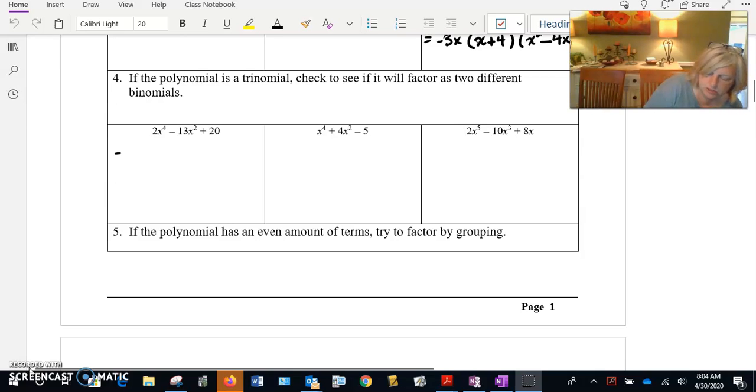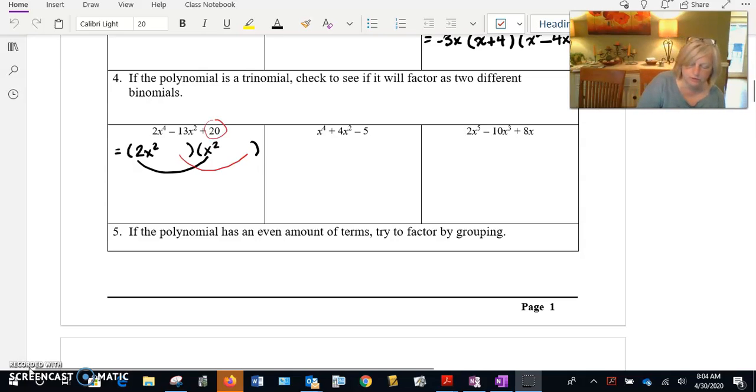Now, a lot of times we'll just use guess and check, especially if they're fairly limited options. So when I'm looking at this, like the 2x to the fourth, you know that the product of the first term in each one has to be 2x to the fourth. So you pretty much are going to be left with something along that line, the 2x squared and the x squared. Now we know that the terms at the last have to multiply to give us 20. So our options, of course, are 2 and 10, 1 and 20, 4 and 5.